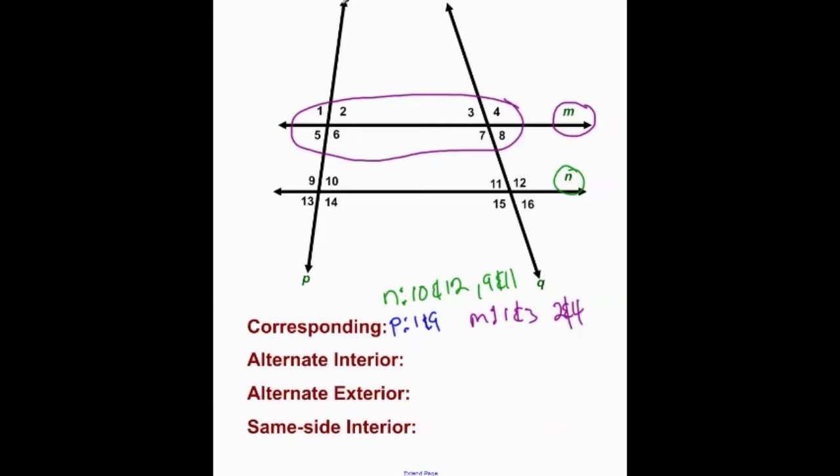So we got M, N, P. Oh, we got Q down here. Let's do Q in red. So we're looking at these guys right here, and it starts to get real busy real fast. Corresponding here for Q would be something like 4 and 12, 3 and 11, and so on. Okay, that's corresponding. I'm going to erase all this.